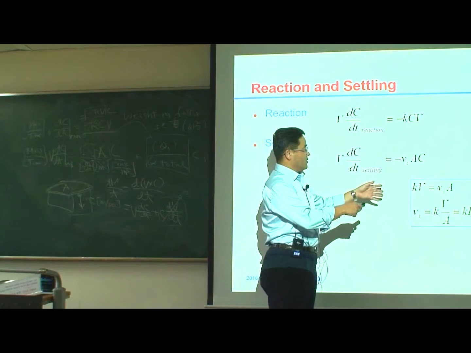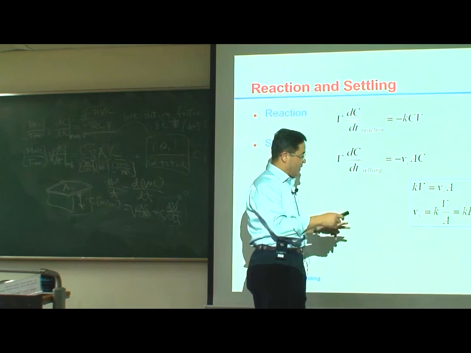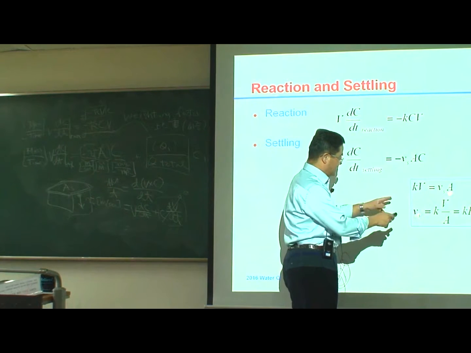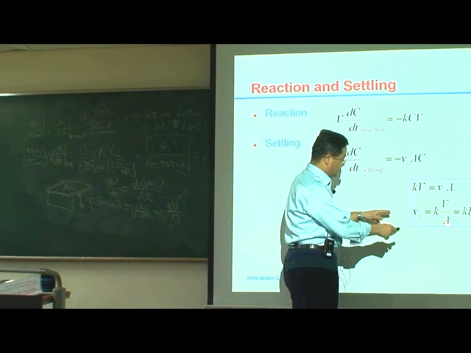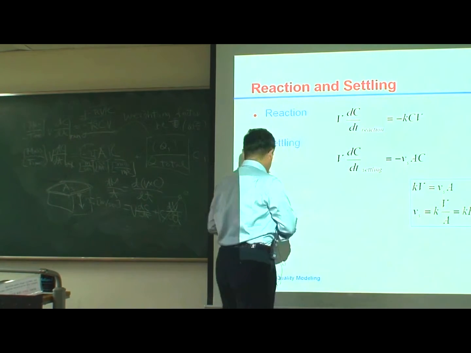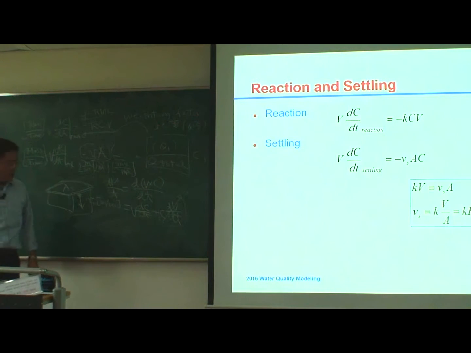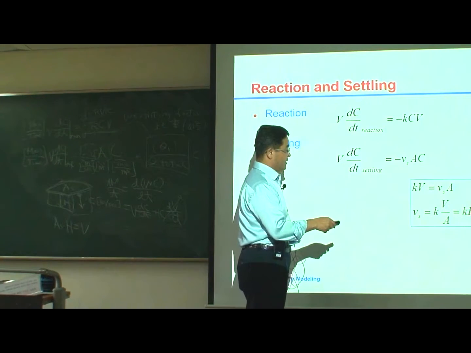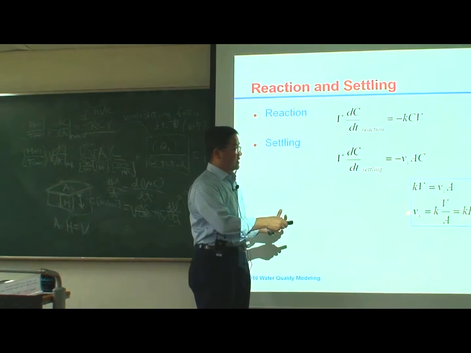If I somehow make those two the same, what's the meaning of it? In the V_s, the A can be in the denominator right here. And then V is my volume, then V is what? A times H, right? My A times H is your volume. Then if I divide my V with A, then I have H. So between reaction rate and settling velocity, it has that kind of meaning.